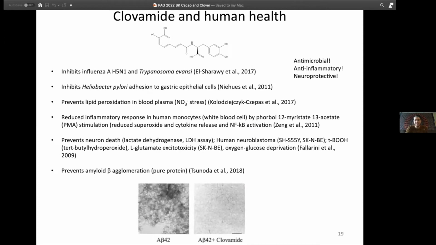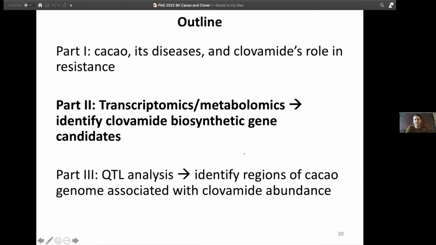So we're interested in it because it's important for disease resistance in cacao, but it's also an interesting compound for human health because there's a lot of reports in the literature of clovamide being antimicrobial against human pathogens. It's anti-inflammatory and potentially neuroprotective. So there's a little bit of buzz around it in terms of human health too. And here it is inhibiting plaque formation of beta amyloid protein, which is associated with Alzheimer's disease. This is an in vitro assay, but still pretty interesting. So it seems like an interesting compound, good for cacao disease resistance, potentially good for us.